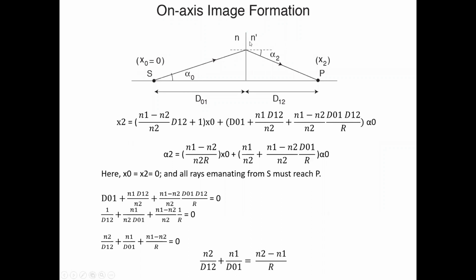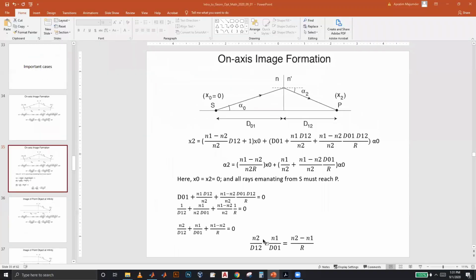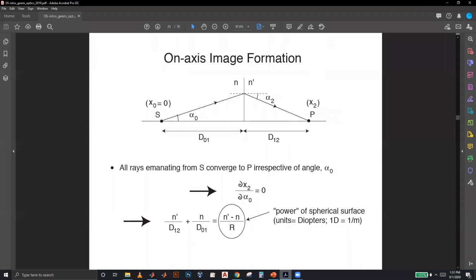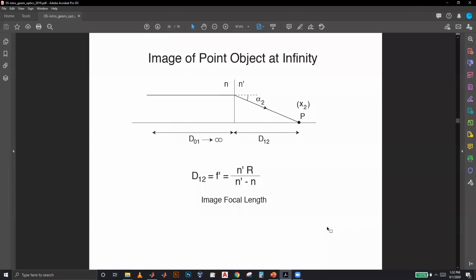So n2, in this case n prime, over d12 plus n1, in this case n, over d01 equals n2 minus n1, that is n prime minus n, over r, which is the radius of curvature of the spherical surface. Same equation that I derived. Why this equation is important is because it is also the imaging equation, as we will see later on. And this right-hand side defines the power of the spherical surface. The unit of power is diopters, or inverse of length, so 1 over meter.